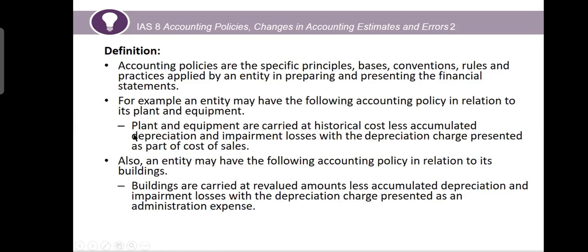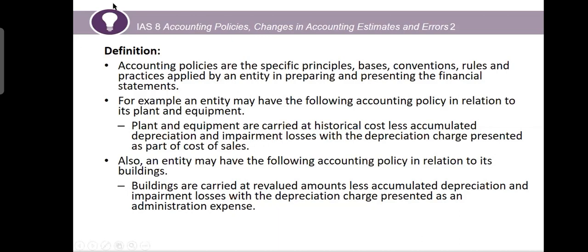So, the definition: accounting policies are the specific principles, bases, conventions, rules, and practices applied by an entity in preparing and presenting the financial statements. Whatever rules, conventions, bases you are using. For example, an entity may have the following accounting policy in relation to its plant and equipment. Plant and equipment are carried at historical cost less accumulated depreciation and impairment losses, with the depreciation charge presented as part of the cost of sales.